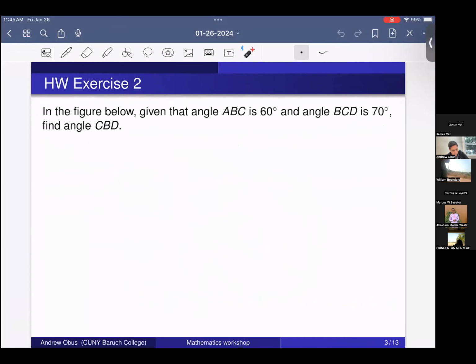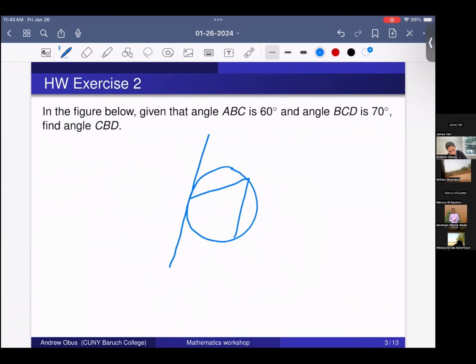Let me just recopy the picture here. We have a circle. We have a tangent line drawn to the circle. And we have a triangle like this. And we have 70 degrees here. This is C, this is B, this is A. This angle here is 60 degrees. And this is point D over here. And we're trying to find angle CBD, so that's this angle right here that we're trying to find.